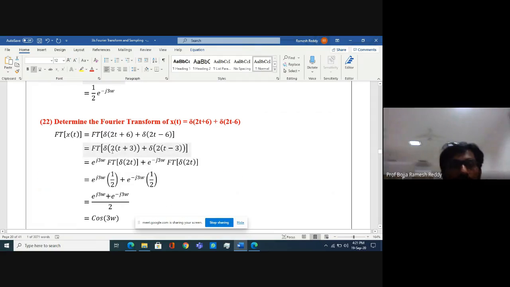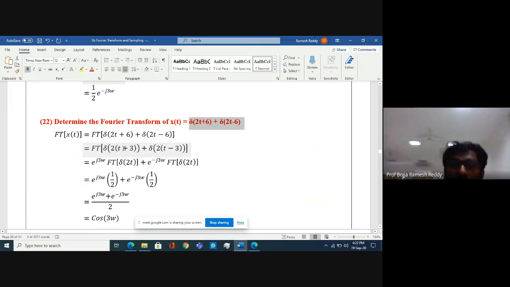Another question given in the competitive examination GATE. Determine the Fourier transform of del of 2t plus 6 plus del of 2t minus 6. Again, it includes time scaling, 2 times t, and shifting, 2 times t plus 3, 2 times t minus 3. Time shifting once again, time scaling once again. So take 2 common first. Because of the 2, we get 1 by 2. Because of t plus 3, it is time shifting.